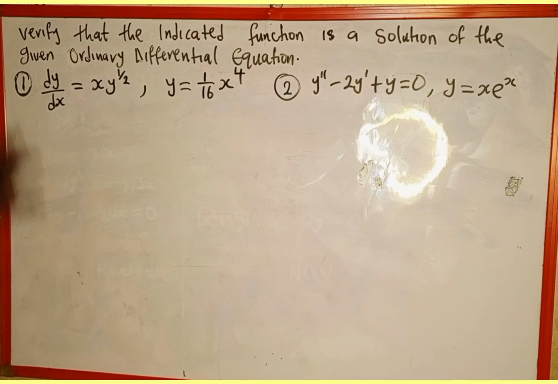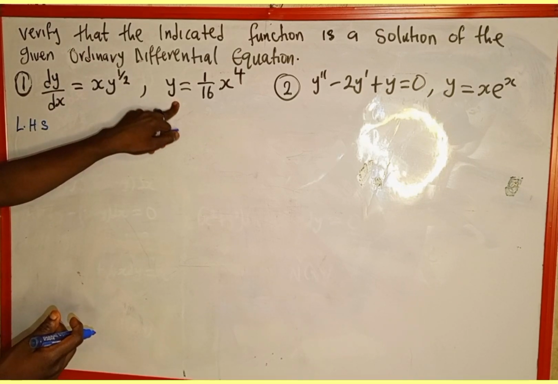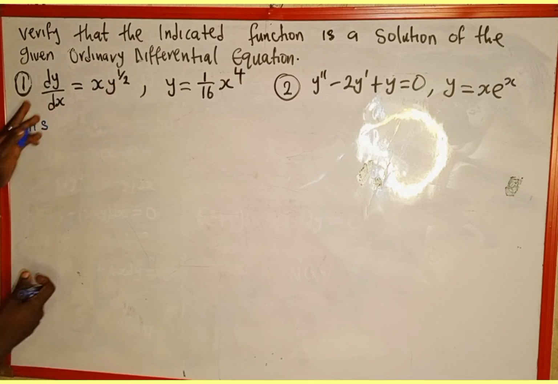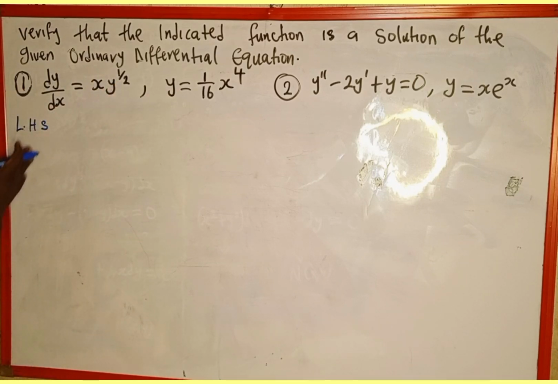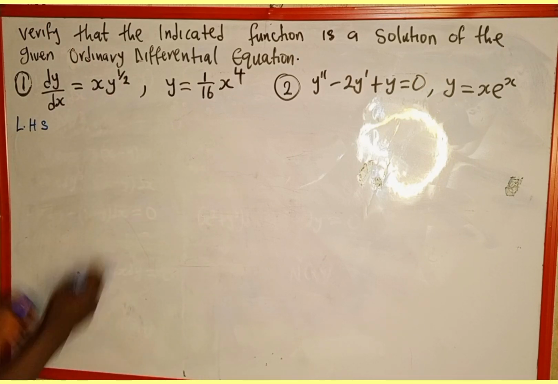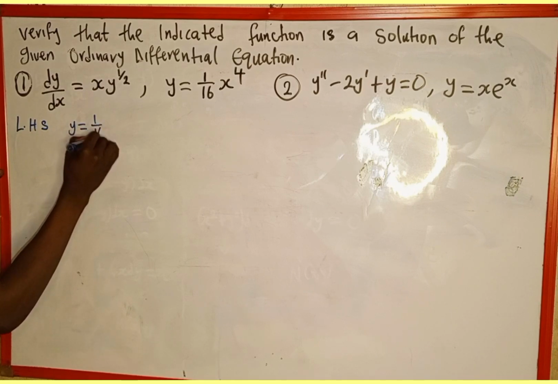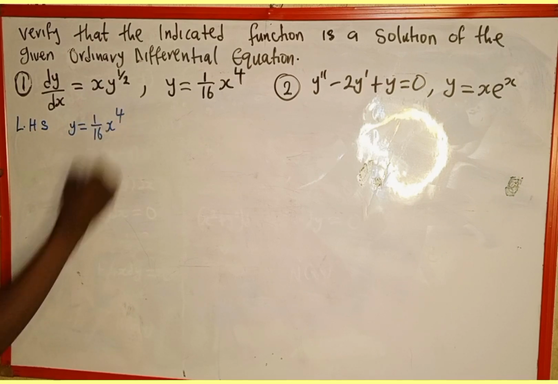So let's get started. The left hand side is dy over dx. It implies that we are going to differentiate y once, then we see whether the result of the left hand side is going to be the same as the right hand side. So y is equal to 1 over 16 x to the power of 4.